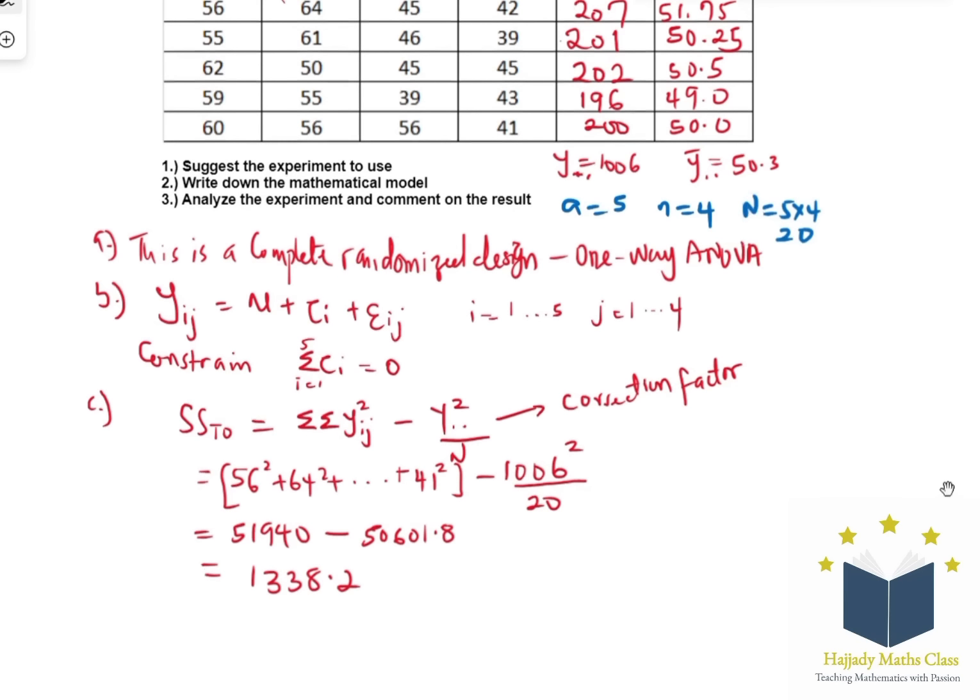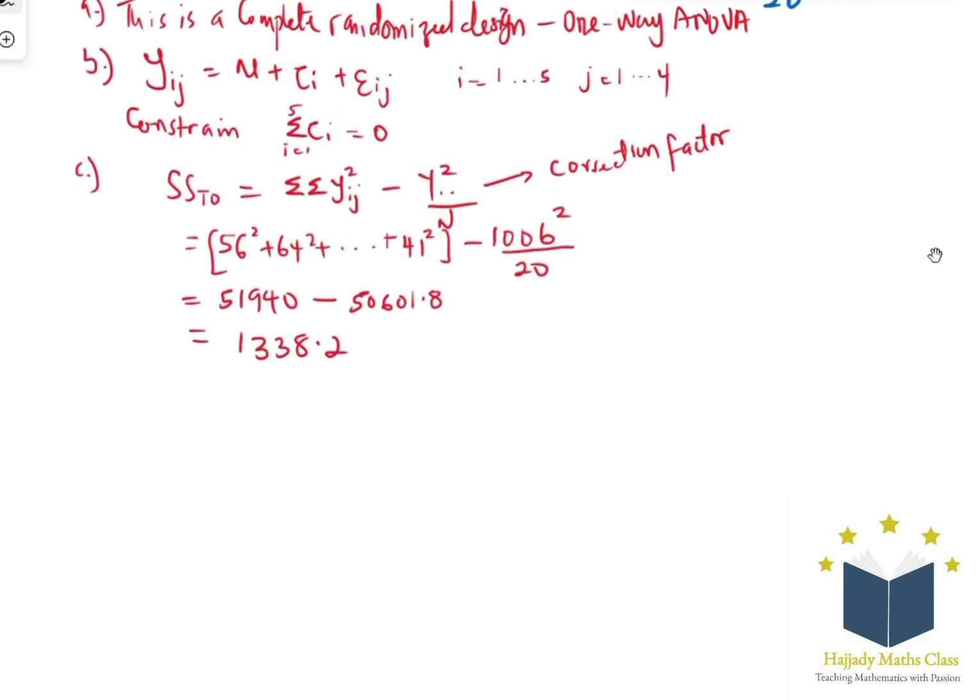So after that, there's a need for me to calculate my sum of squares error. Don't forget the formula. The formula says that SS total equals SS error plus SS treatments. So I've calculated my SS total. There's a need for me to calculate my SS treatment.